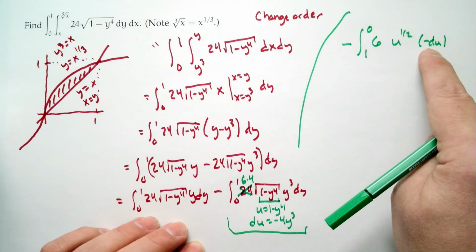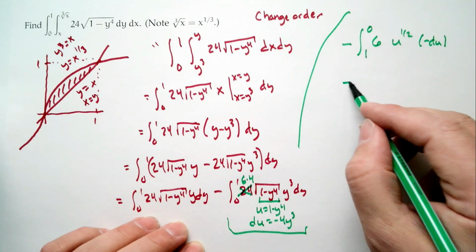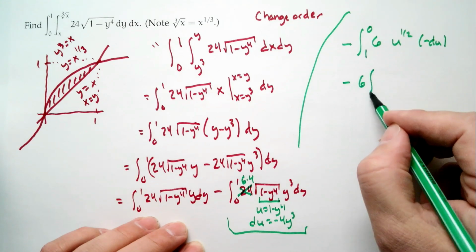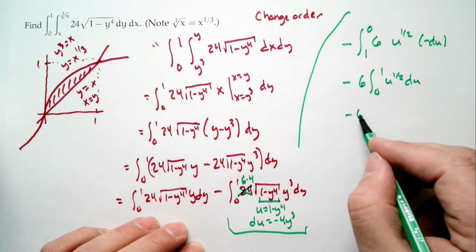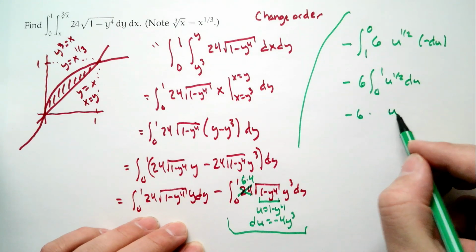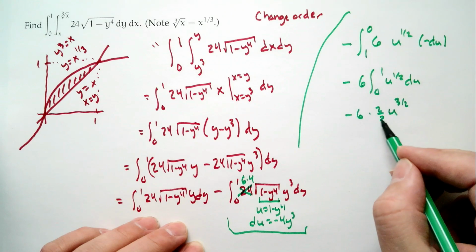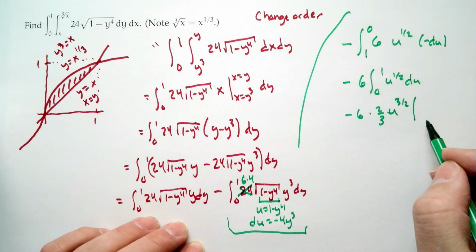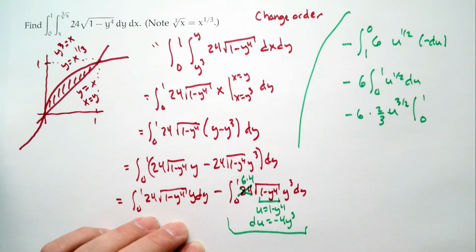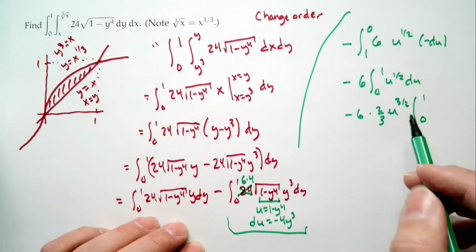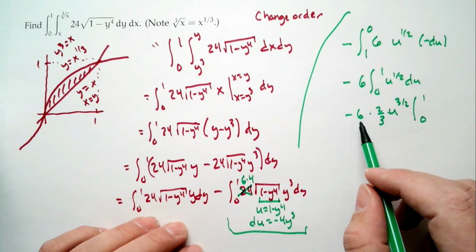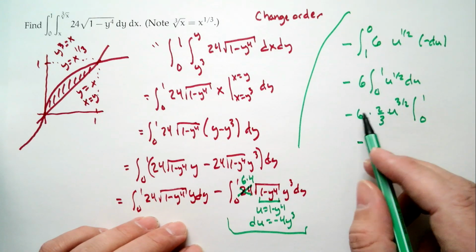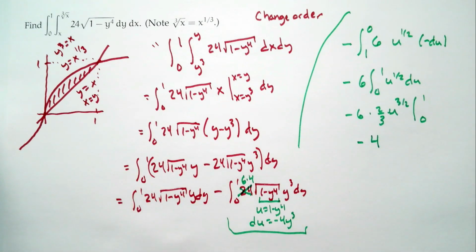Well, I can take that minus and flip the bounds. So I get minus, I'll go ahead and pull out the 6 too, 0 to 1 of u to the 1/2 du. So that's minus 6. And then here, it's u to the 3/2 times 2/3, and evaluate from 0 to 1. If you plug in 0, you get 0. If you plug in 1, well, 1 to the 3/2 is 1. So you get minus 6 times 2/3, which is negative 4. Okay, so that's the first, or rather I should say the second integral.